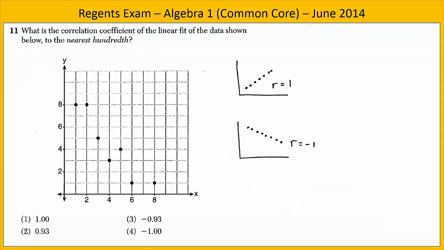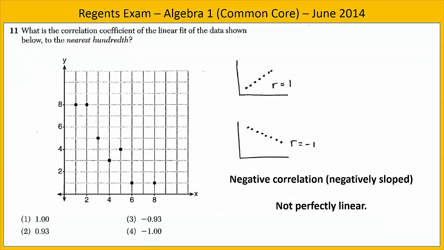Let's look at our choices carefully. We notice that choice 1 and choice 4, 1 and negative 1, would mean that we had perfectly linear data. Looking at the scatter plot, we see that the data is not perfectly linear, and so choice 1 and 4 are not the best candidates. How about 2 and 3?